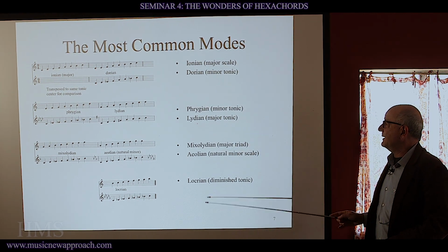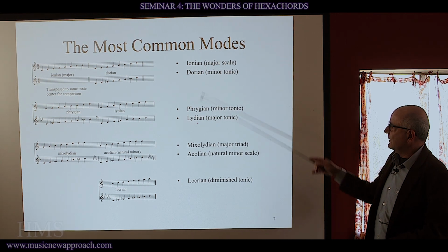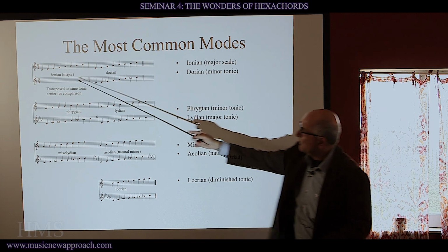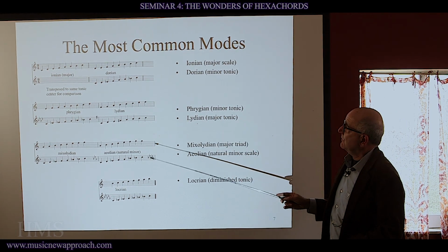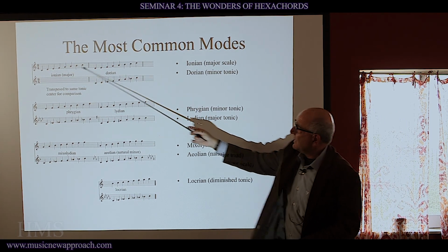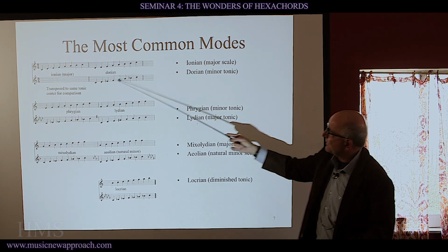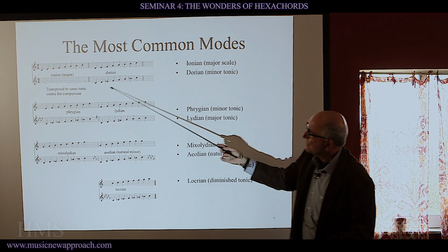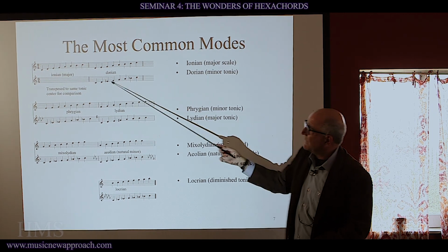Now remember, these are Greek names that have really very little relationship to anything that the mode does. So Ionian is just a regular major scale. A Dorian is a major scale with a minor third and a minor seventh. So here it is in C, and here it is transposed if it's C with a key signature.